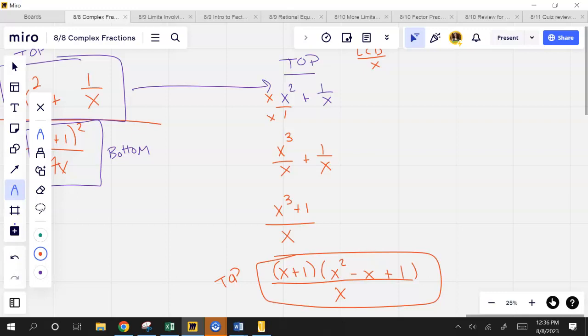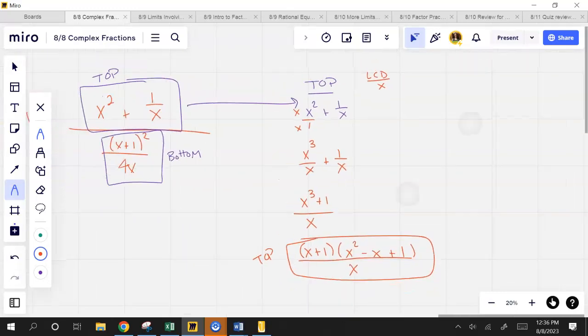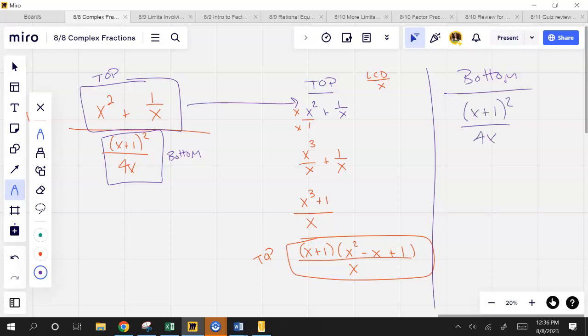Now, I'm going to do the same thing to the bottom. In the case of this one, it's nice because they're not asking me to do anything there. They just gave me something that is really already simplified. If it wasn't, I would follow suit and do the same thing that I did here. I would find the LCD, put them together, simplify it, so on and so forth. Now what I want to do is put this top with this bottom.